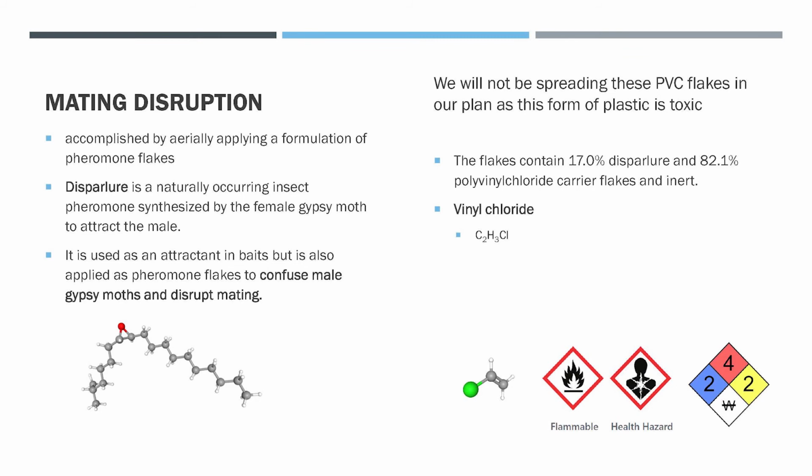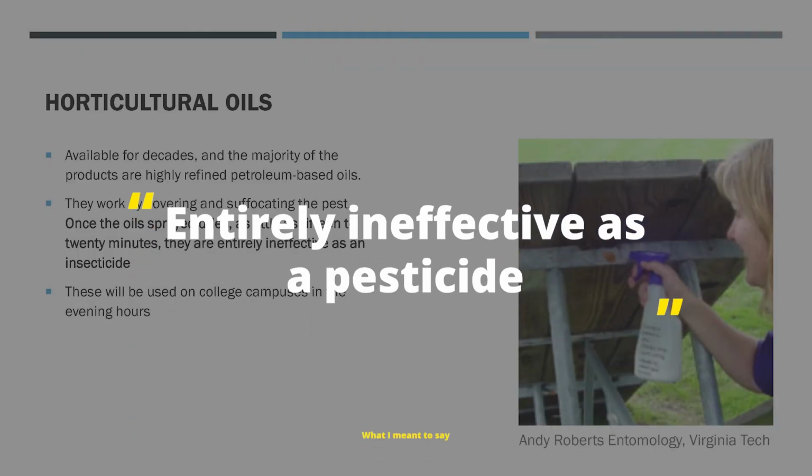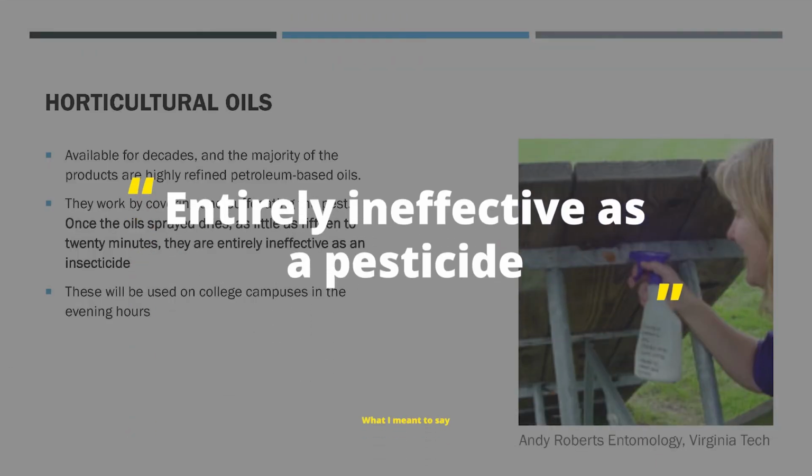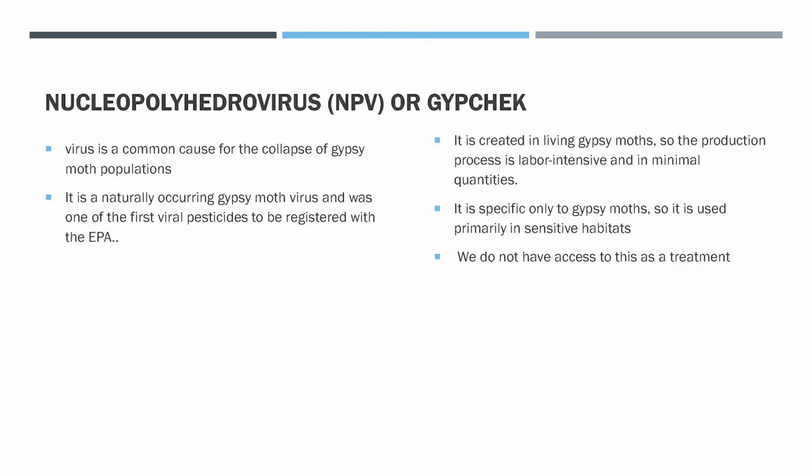No offense to disparlure. Horticultural oils are an option. They've been available for decades, and the majority of the products are highly refined petroleum-based oils. They work by suffocating the eggs. Once the sprayed oil dries, it is entirely effective as a pesticide. This will be used on campus in the evening hours for egg masses that cannot be scraped off.